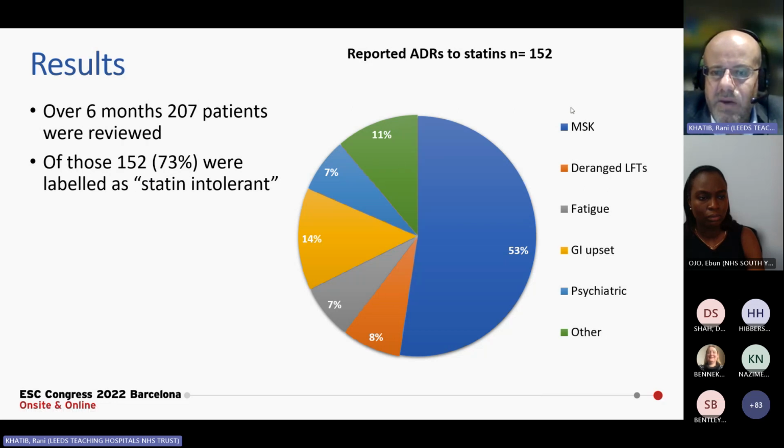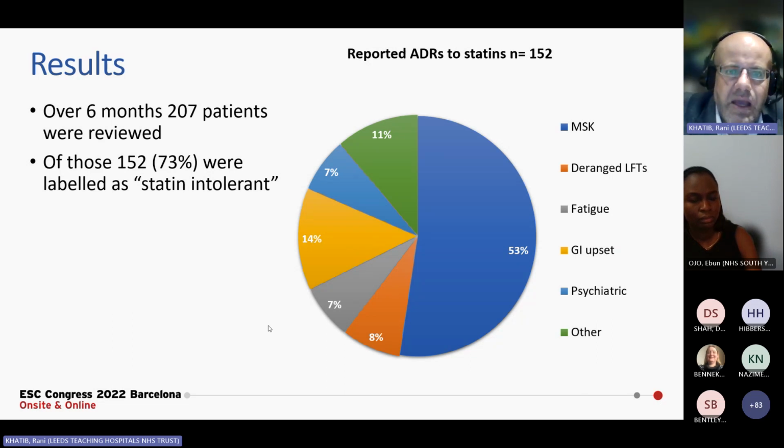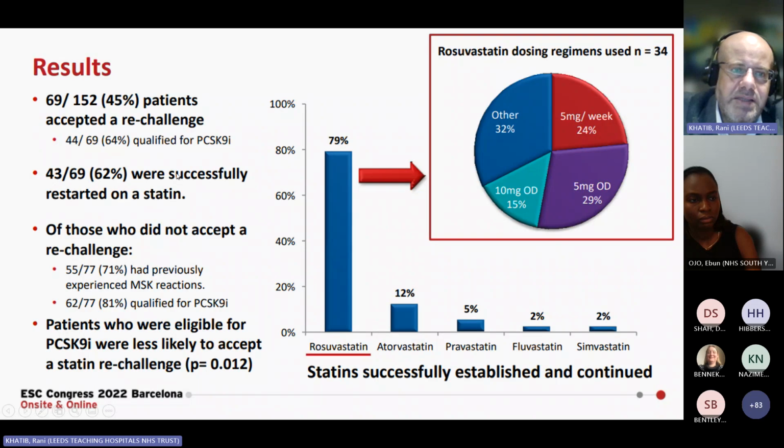You can see here what kind of symptoms they've been reporting. 53% was musculoskeletal, 8% was deranged LFT, 7% was fatigue, 14% was GI, and you've got some kind of psychiatric reasons, etc. And what is interesting, we offered patients a re-challenge, and only about 50% of them wanted to re-challenge.